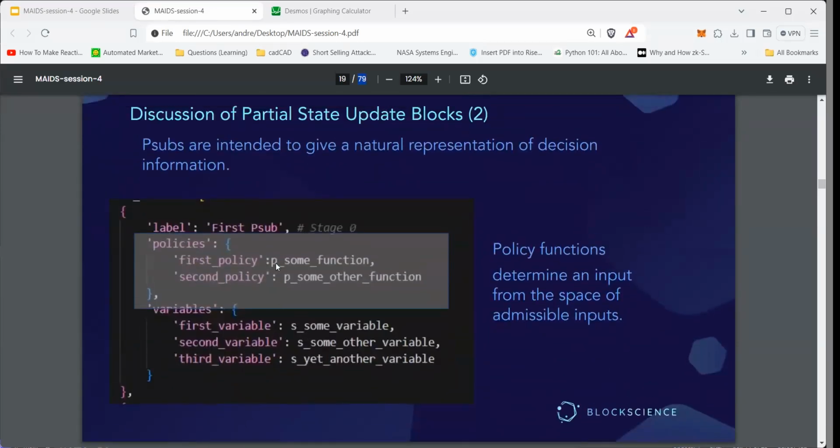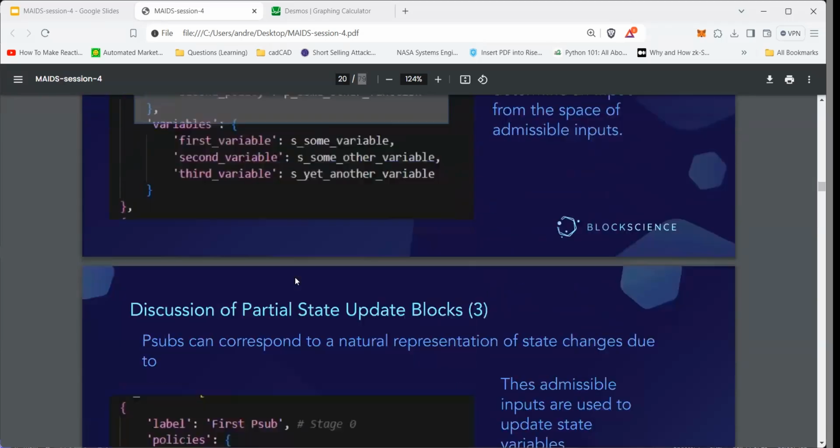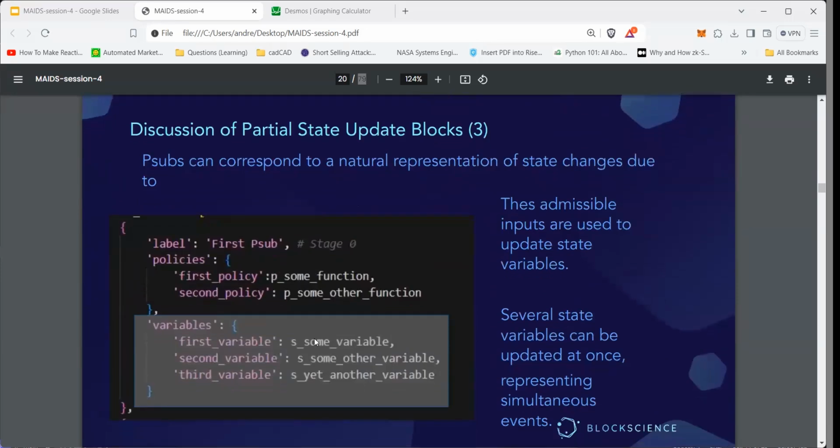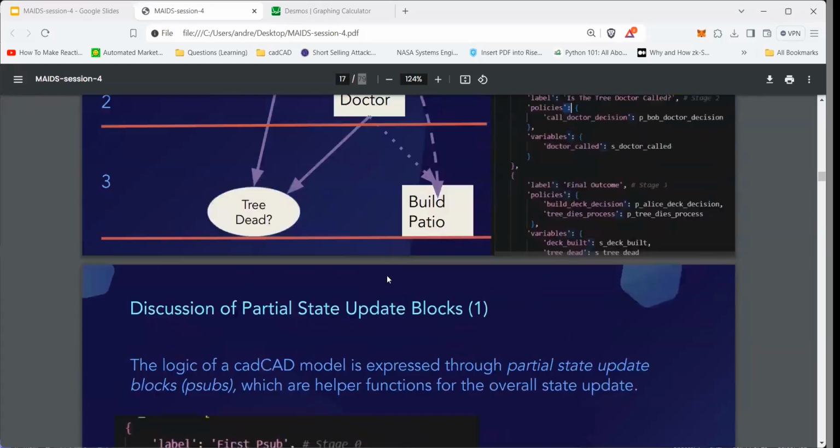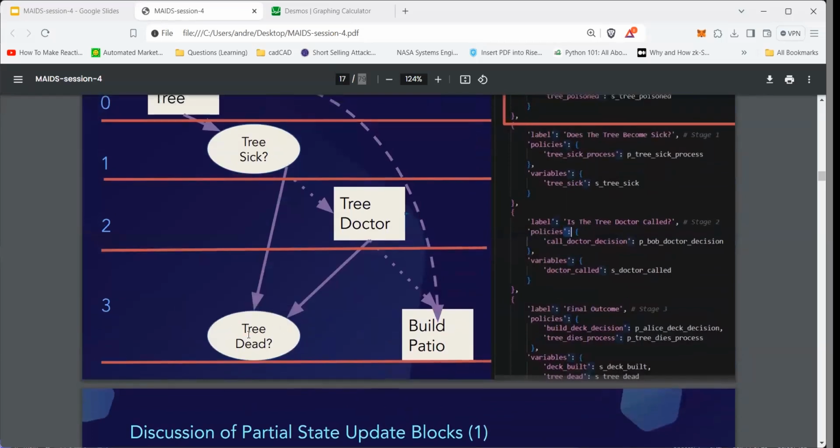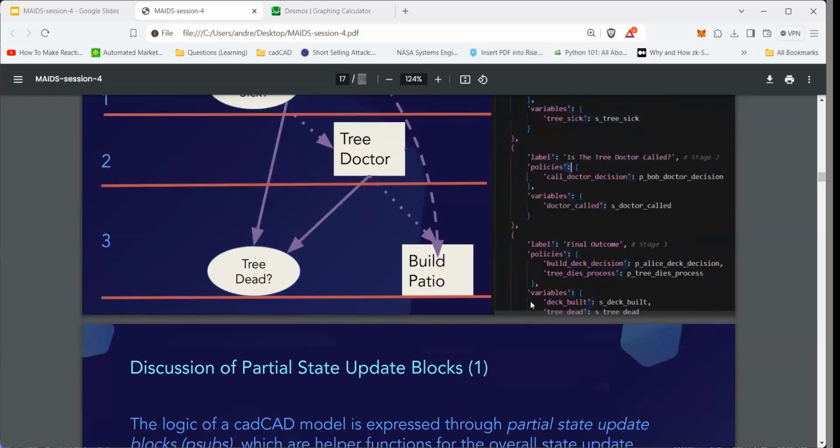Policy functions are doing this information processing, and one way we could look at them is at the level of GDS. They are determining an input from the space of admissible inputs, or selecting the input to the state update. Several state variables can be updated at once, which could represent simultaneous independent events. And in the model that we have here, where both the tree dying and the patio being built are simultaneous decisions, it makes sense to put them in the same state update block here.